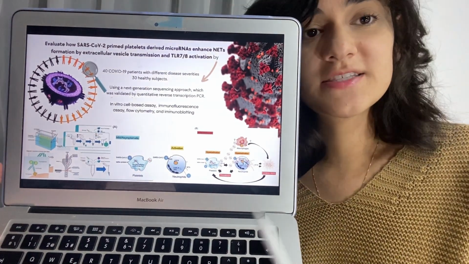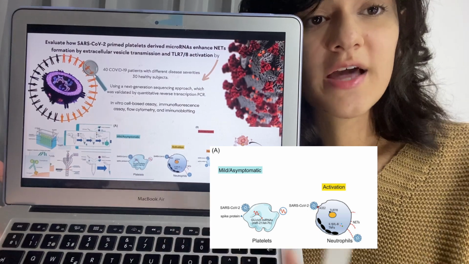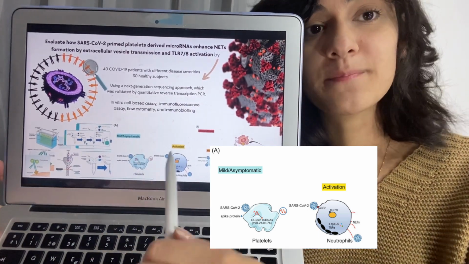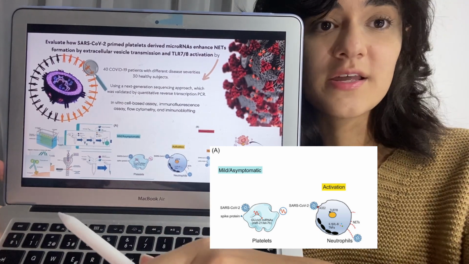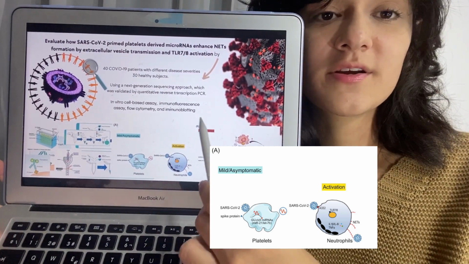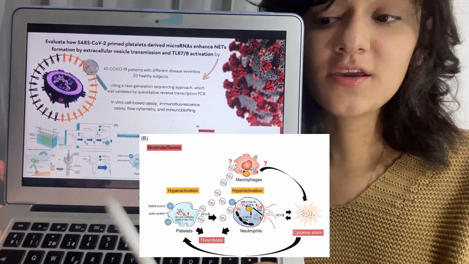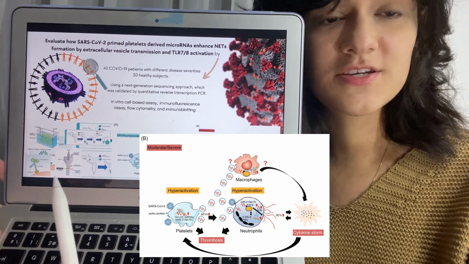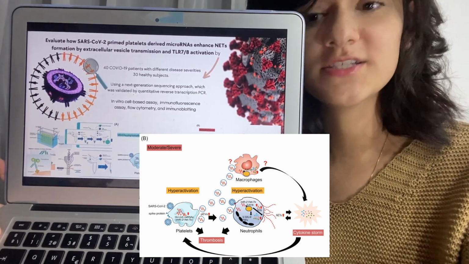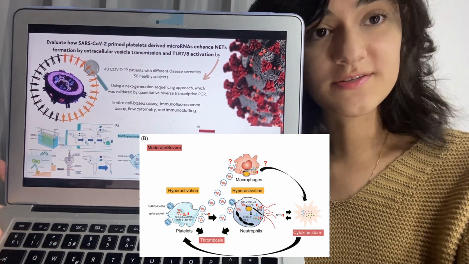For example, they gave us this graphic to explain the situations. In mild asymptomatic patients, we're going to have a normal reaction in which there's going to be a production of EVs that are going to carry the microRNA and are going to cause the cell infection, and it's going to be like a normal reaction. But on the other hand, we have this situation in which there's a severe or moderate patient, and here we can see how there's a hyperactivation and a hyperproduction of EVs and they're going to activate the macrophages, and it's going to cause a cytokine storm which can provoke a thrombosis.